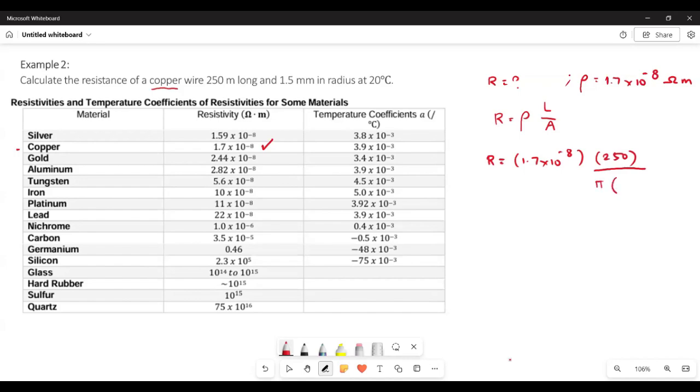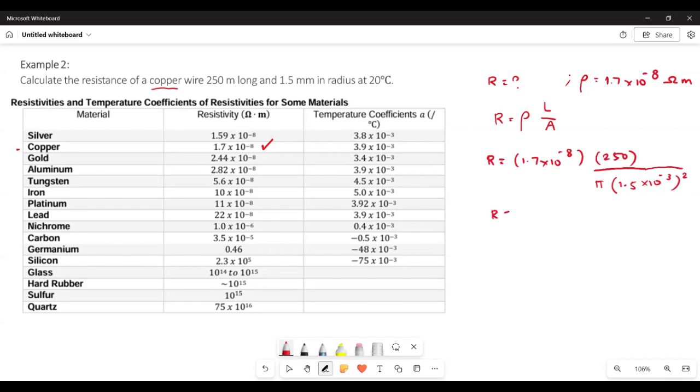Pero hindi natin siya i-substitute as 1.5. Ico-convert natin siya as meter, kasi meter ang 250 and ohm meter ang ating resistivity. So, 1.5, since millimeter yan, times 10 raised to negative 3. Don't forget na naka-square yan kasi pi r square.